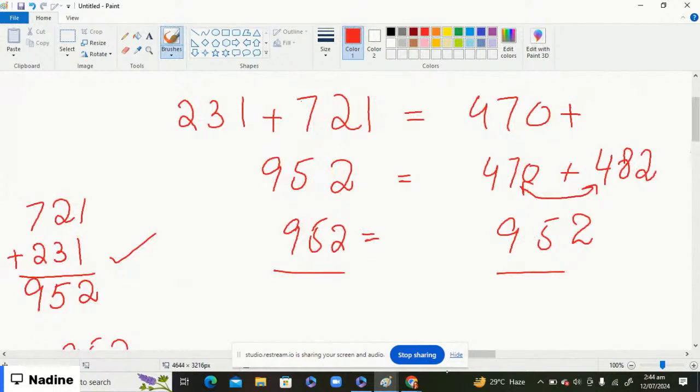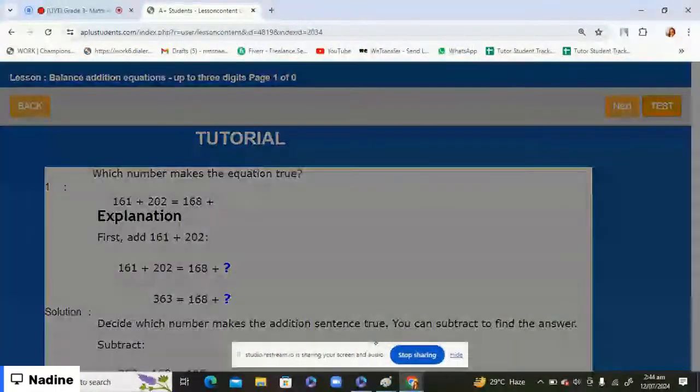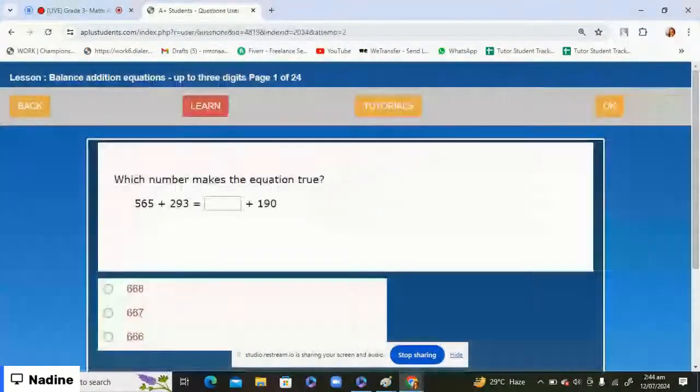Okay, now you guys solve the rest of the test questions by yourself. Look at the test question. First of all, you are going to add 565 and 293. Okay, after addition you are going to subtract from 190 and then just put the number here.